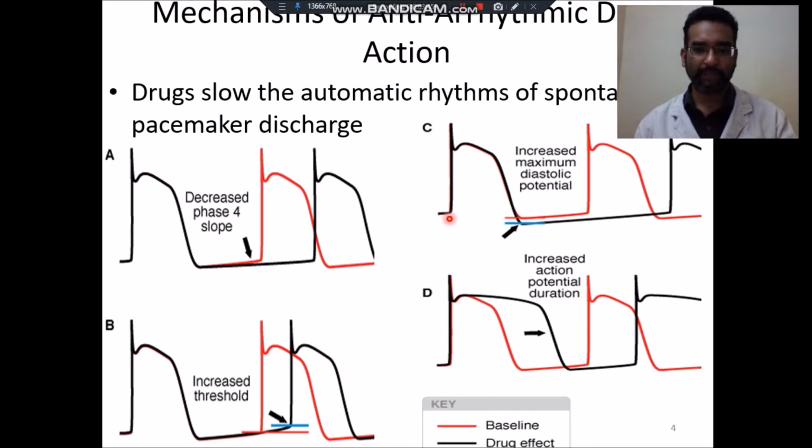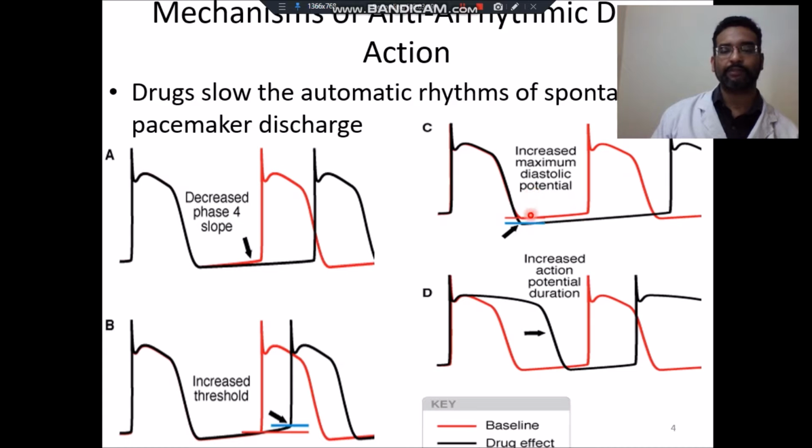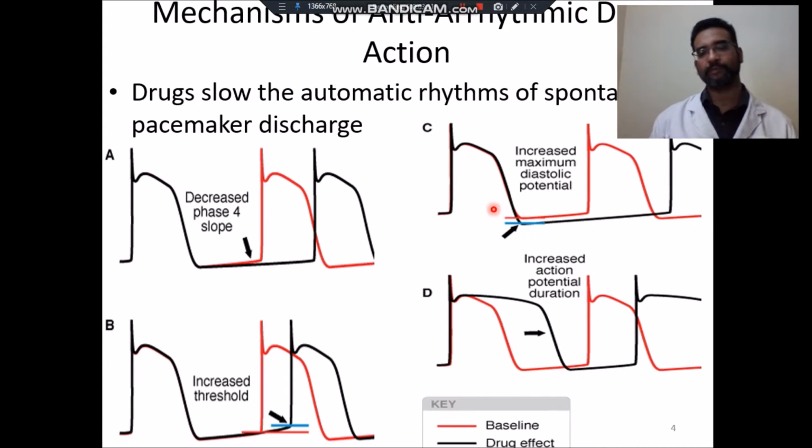So coming to the third mechanism, by increasing the maximum diastolic potential. You see here the first action potential from the phase 2 to phase 3, the phase 3 graph is coming down, and here itself it is flattening and moving into phase 4, and then a second action potential is coming here. So the antiarrhythmic drugs can further lower this phase 3 and depress the level of phase 4.